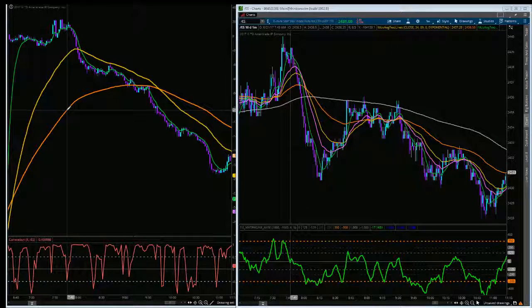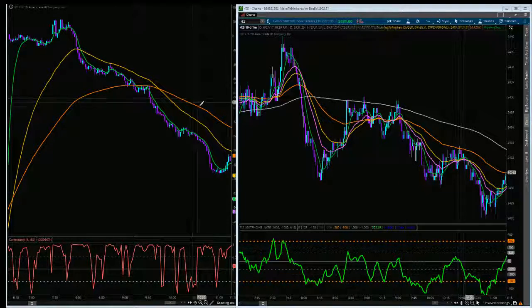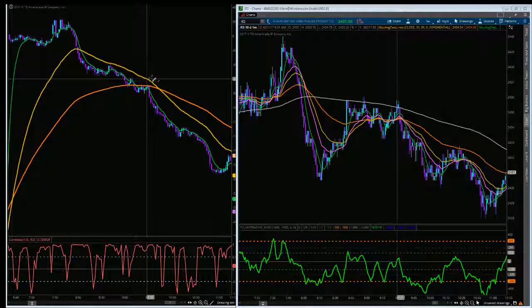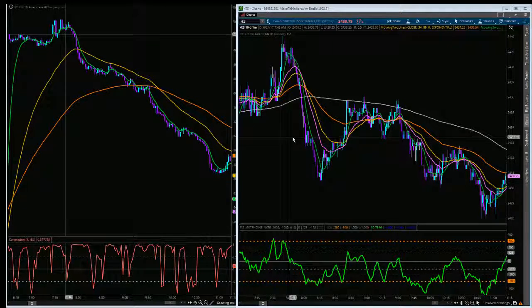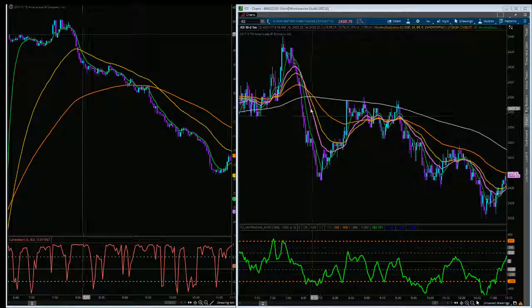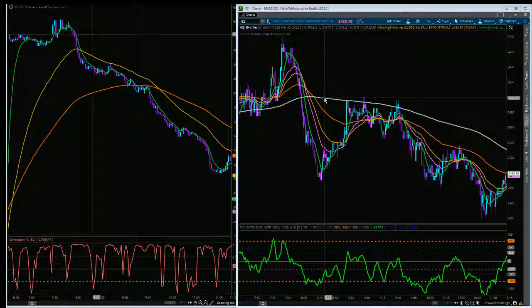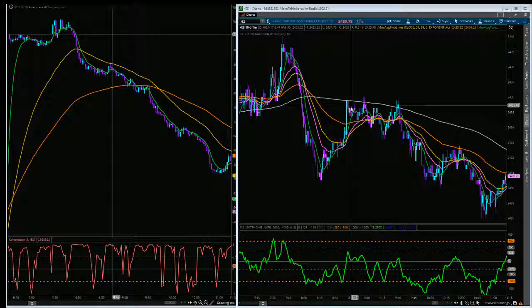Let's see, to organize and get your eyes accustomed. The orange lines on my charts here, this is 89 EMA. The yellow are 34 EMA, and then the green are the 8 EMA. I have a couple others over here. There's a 21 EMA, that's the magenta, and then a 200 moving average across here.